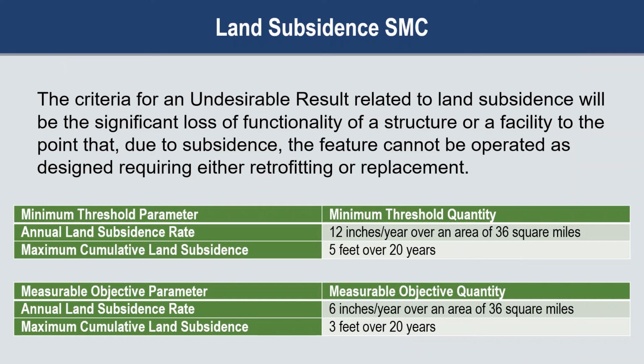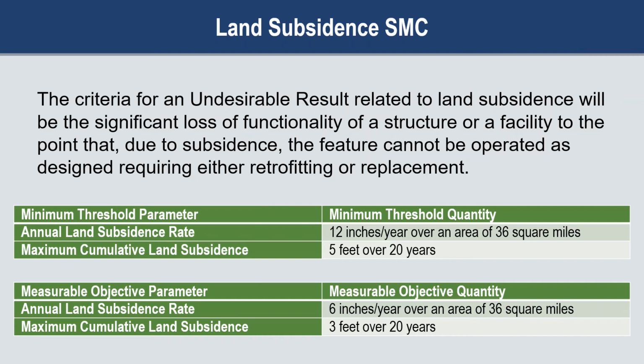All right, moving on. So for land subsidence, the criteria for an undesirable result related to land subsidence will be the significant loss of functionality of a structure or a facility to the point that due to subsidence, the feature cannot be operated as designed, requiring either retrofitting or replacement. So at this time, currently, McMullen doesn't have too much surface water infrastructure. There's a couple canals, but the historic subsidence doesn't seem to have impacted them historically.